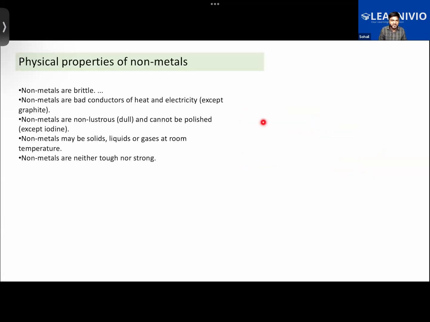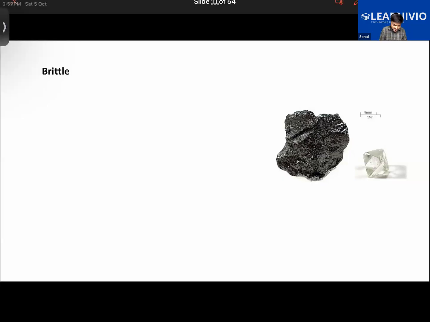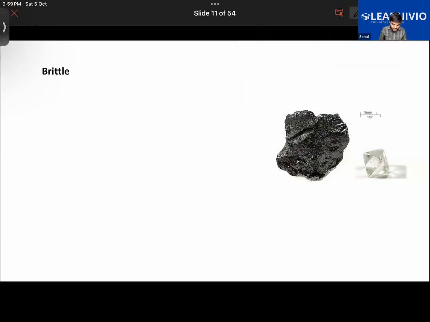Talking about the physical properties of non-metals, they are brittle, meaning that upon being struck with a hammer, they will break into pieces. Like for example, coal. Coal is made up of carbon, and carbon is a non-metal. So upon being hit, this coal is going to break into several pieces. But at the same time, we have a piece of diamond. Diamond is again made up of carbon, but will you be able to break it into several pieces just with a hammer? No, because it's the most durable item in the world.